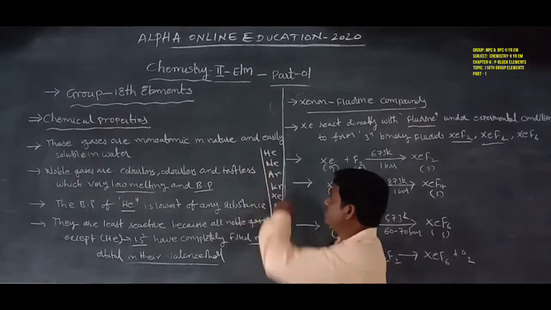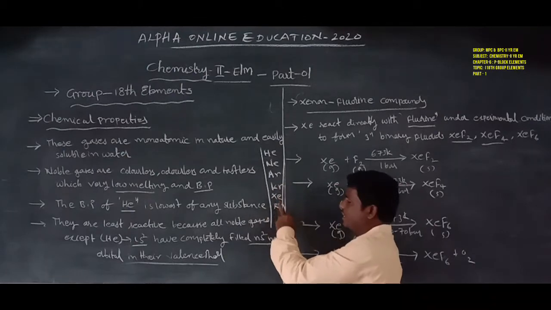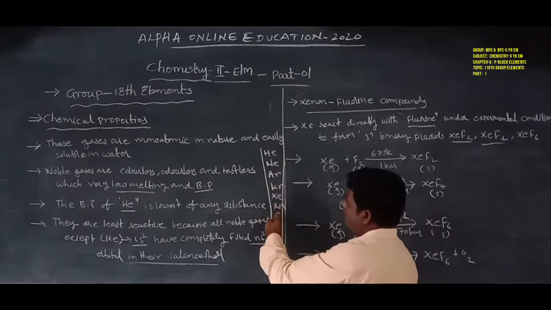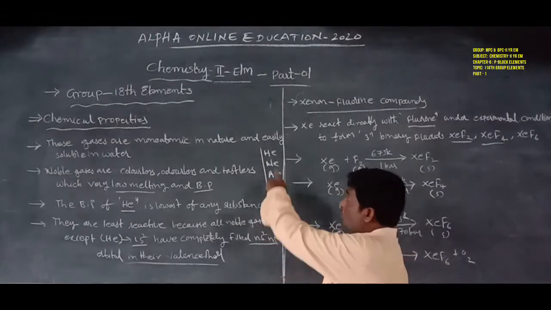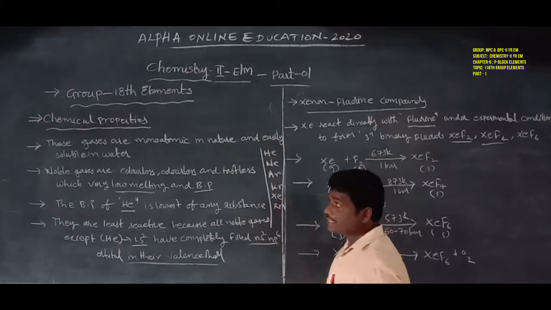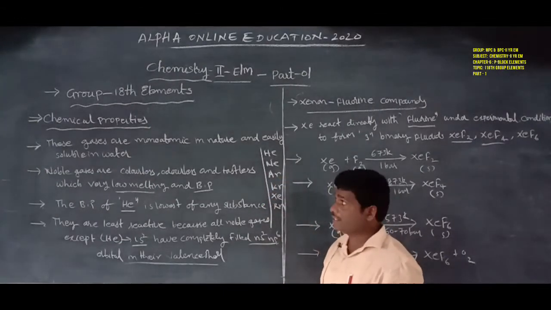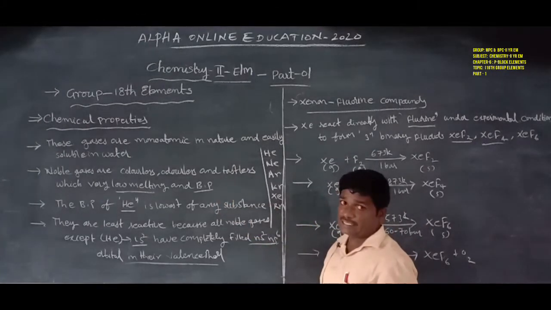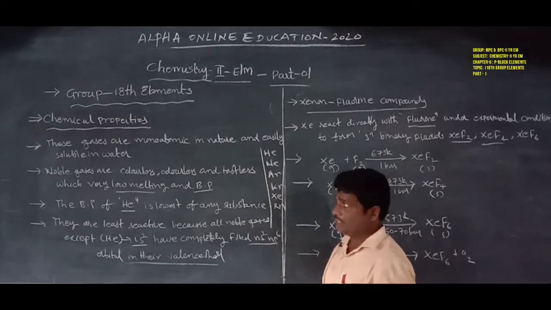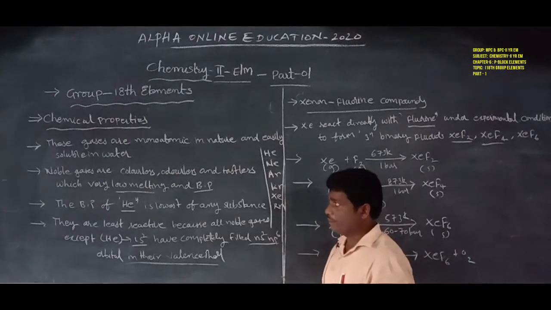Helium, neon, argon, krypton, xenon and radon all exist as only one atom. That is known as monoatomic nature, and they are easily soluble in water. That is the first property of the 18th group elements.